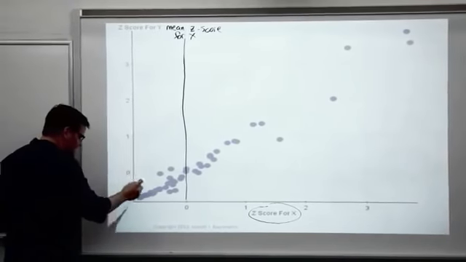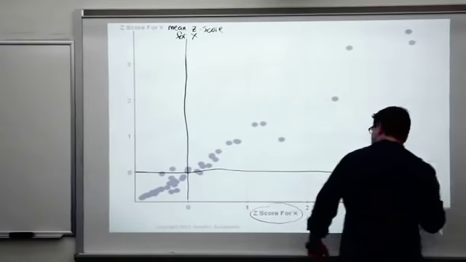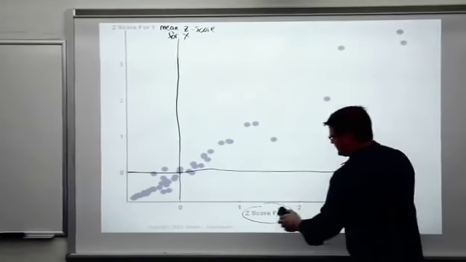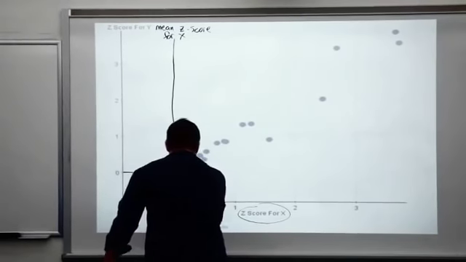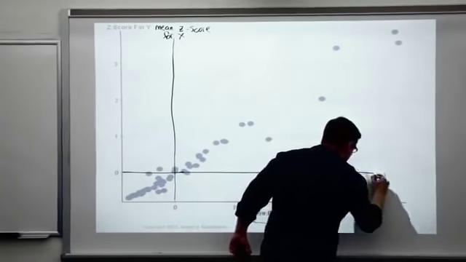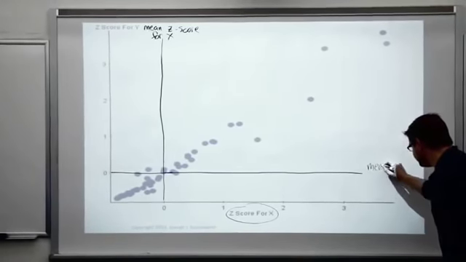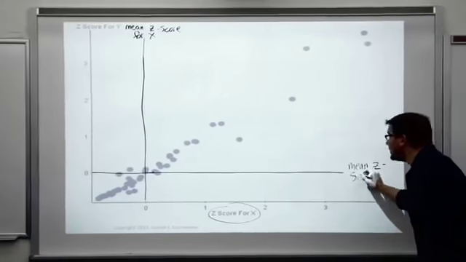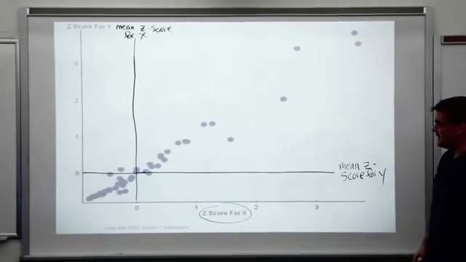We should do it again. I can do it for y. Down here is 0, straight across. Put this on your graph in your notes. That's at 0 in the y direction. This is the mean z-score for the y variable.